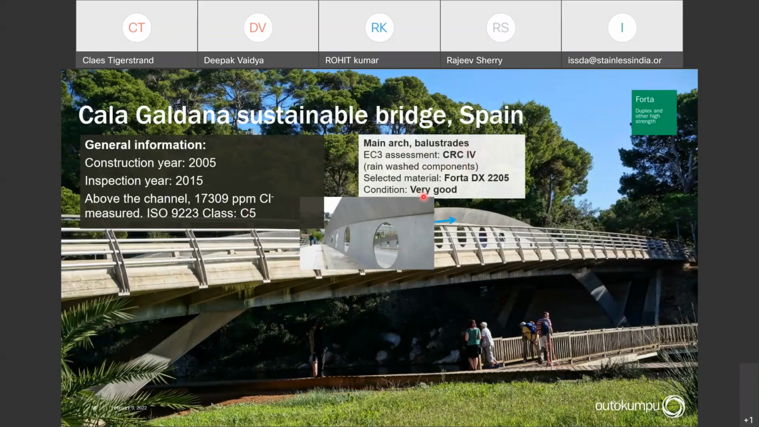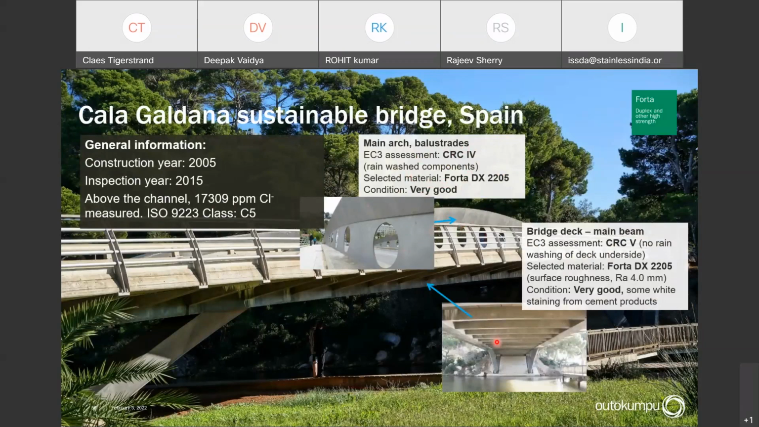So on the upper side, the surface is rainwashed, so it's regularly cleaned there. 2205 is needed, and that is what's selected. The condition after 10 years, you see, is very good there.